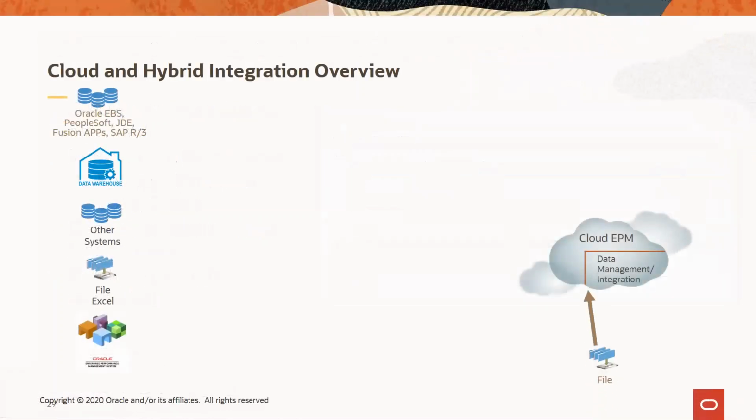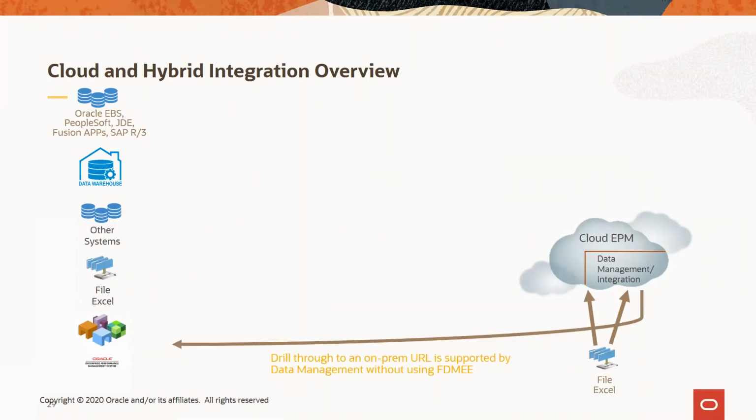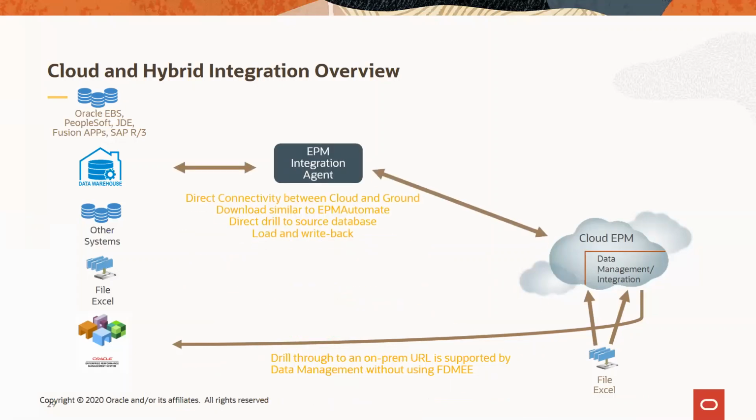And this is really a picture that I show in terms of what the integration looks like for all the different components. So to get data in the cloud, you can always load with a file. If you need to transform your data, you run it through data management or data integration. You can drill through back to on-premises. Even if you use the file to load, you can drill through back to on-prem using a URL.